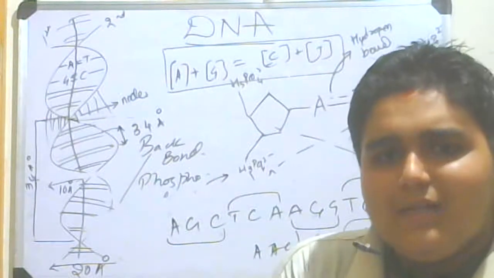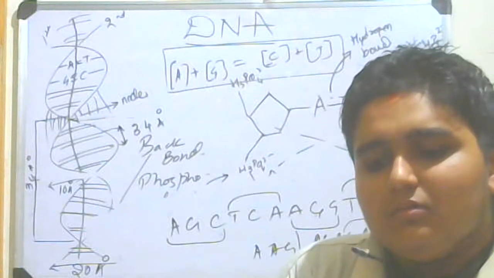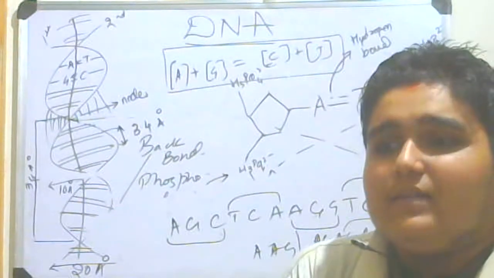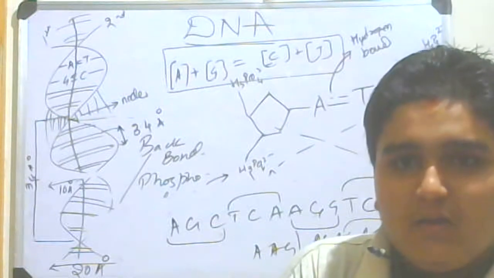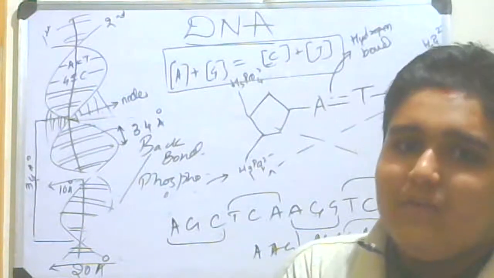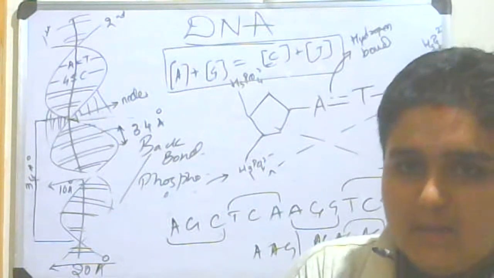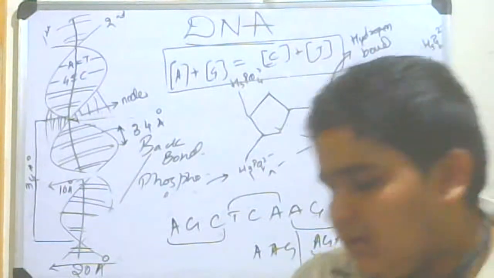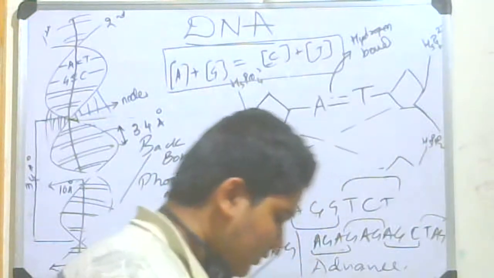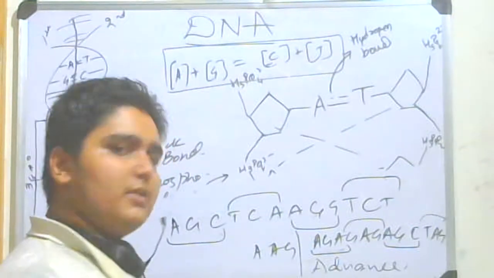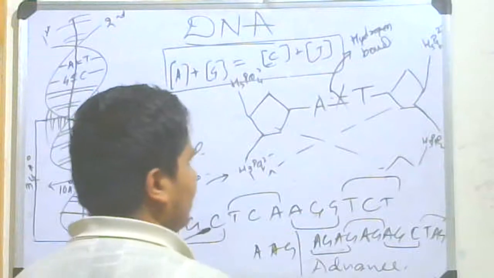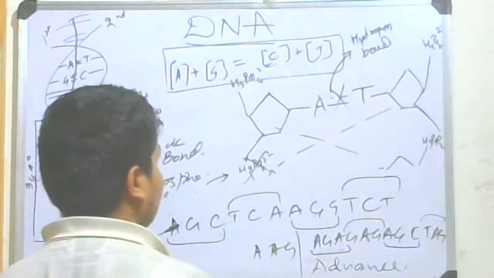Denaturation simply means the cutting of DNA, or the breakdown of DNA. I'm breaking down a molecule into simpler parts. I'm fragmenting the molecule, so obviously I need to break some bonds. In denaturation, these bonds are broken, and also these phosphodiester bonds are broken.